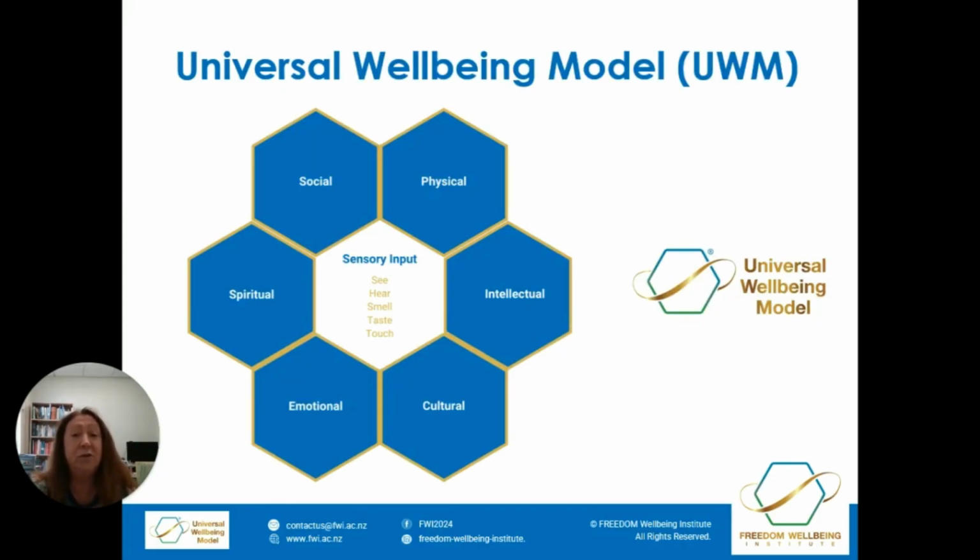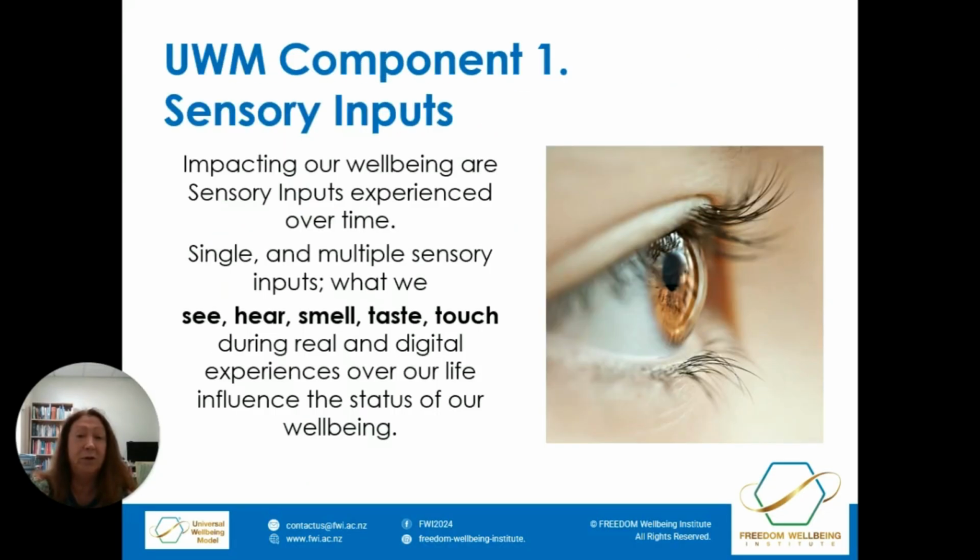You may see the Universal Wellbeing Model shown like this, but this diagram shows only 2 of the 4 components in the Universal Wellbeing Model. The first component is what we call sensory inputs. Sensory inputs impact our well-being over time. They can be single or multiple sensory inputs. That is what we see, hear, smell, taste, and touch during real-life experiences and also through digital means. Both of these can be powerful and impact our well-being.